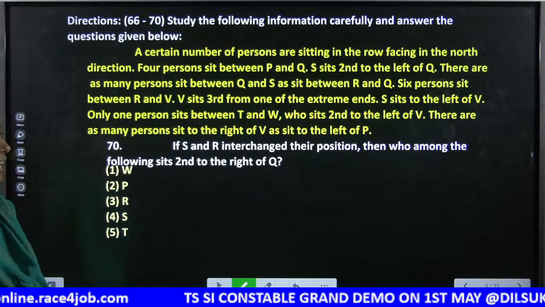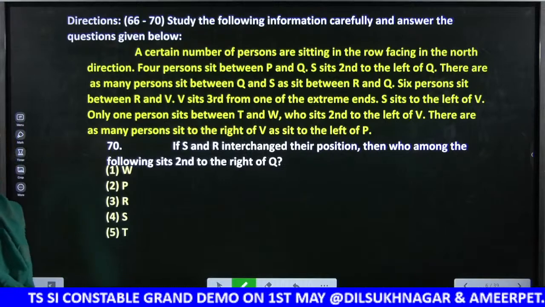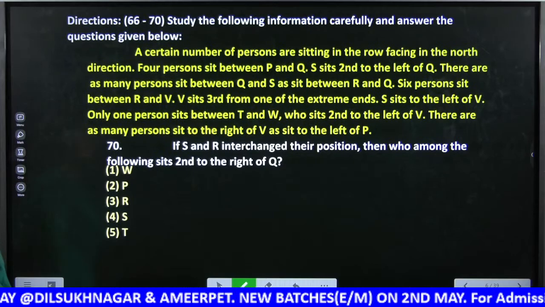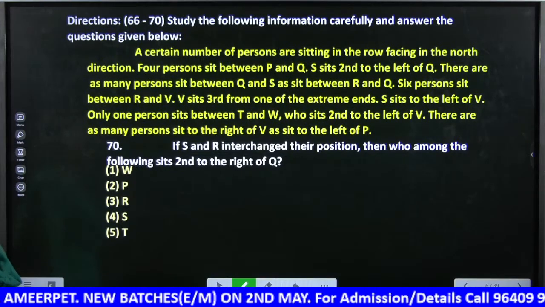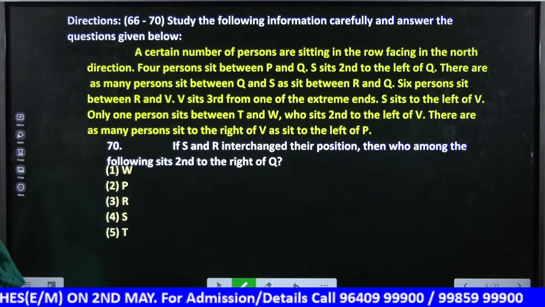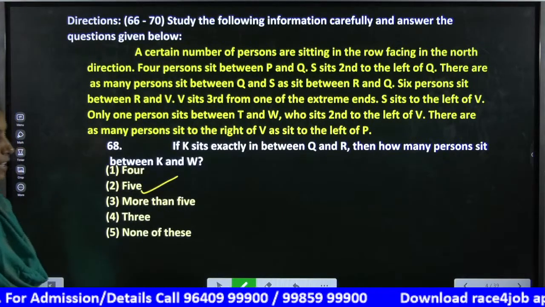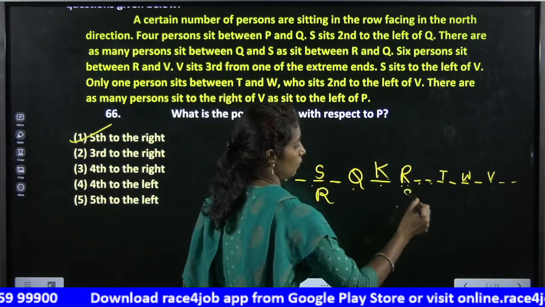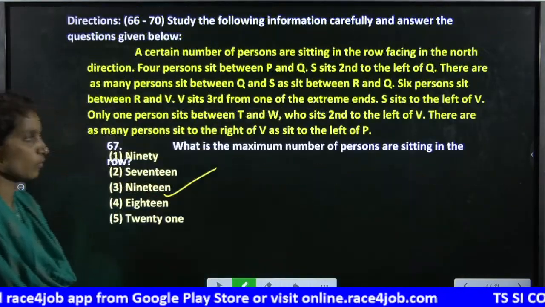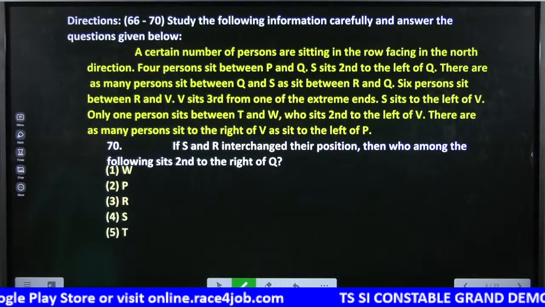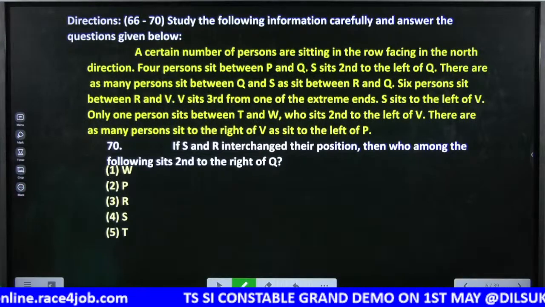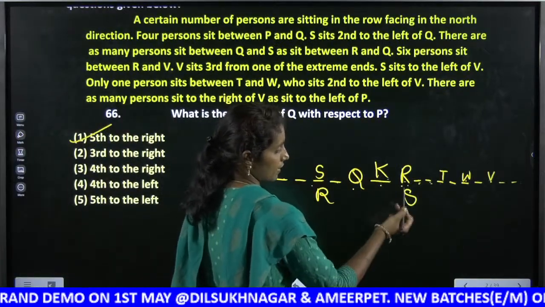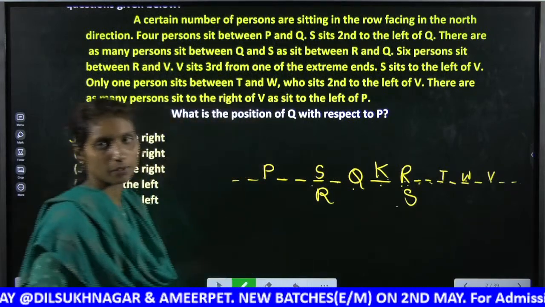If S and R interchanged their positions, then who amongst the following sits second to the right of Q? Okay, assume we interchanged S and R. What is he saying here? Interchanged their positions, then who among the following sits second to the right of Q? Q is the second right. First right, second right. Here it is yes. We already interchanged.